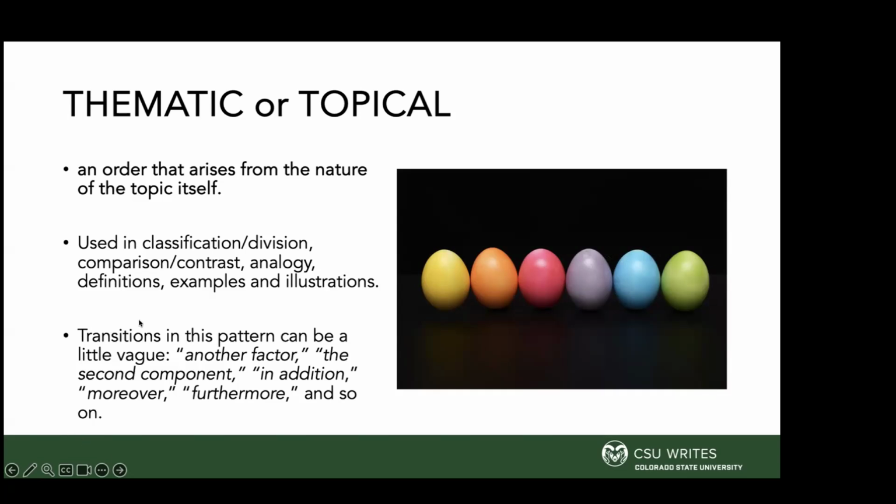Topical arrangements are used in classification and division when you're defining things, comparisons or contrasts, one to the other, analogies when you're describing something in a particular way, definitions, examples, illustrations. Most of us are doing these types of descriptions within our academic work. It's the basis of being able to lay something out clearly and then to be able to identify its import and how it's significant. So we go back to the Killingsworth and Gilbert piece.